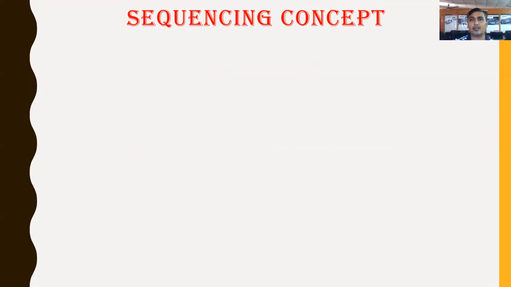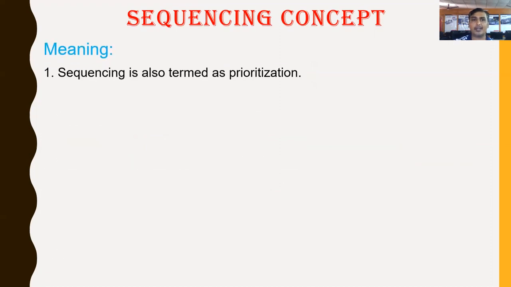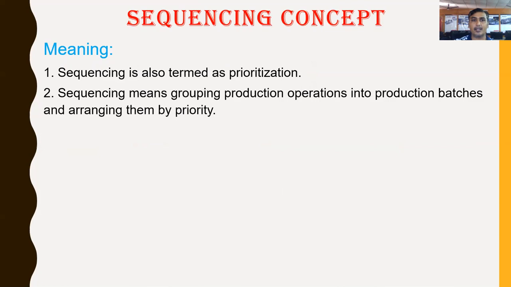So first we understand the sequencing concept. Sequencing is nothing but a priority. First, sequencing is also termed as prioritization. And second, sequencing means grouping production operations into production batches and arranging them by priority.